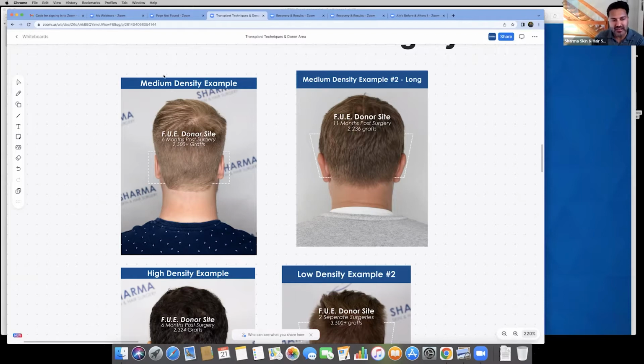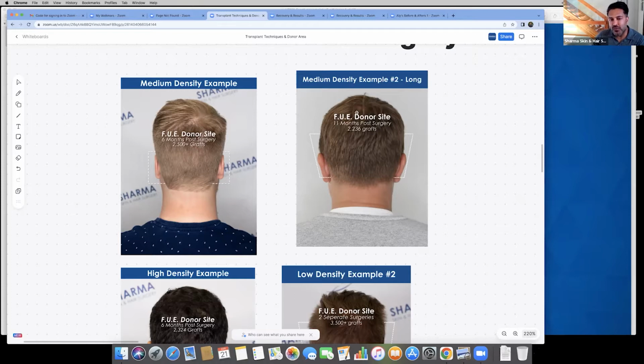So this patient here, he had medium density, for example, and this is 6 months post-surgery. We did about 2,500 grafts here. And this little white box here is where we took the grafts from. So as you can see, this is a number 2. You can see slightly through the hair. If that was number 1, perhaps you'd see it more, but obviously, it's all about using the right hair length in the back.